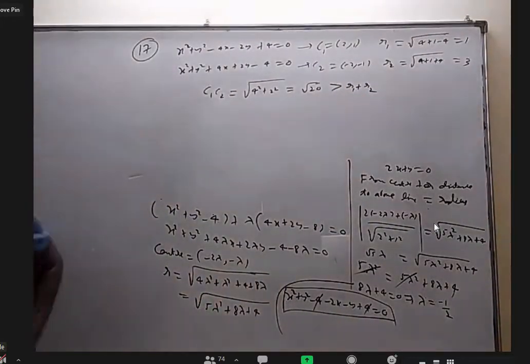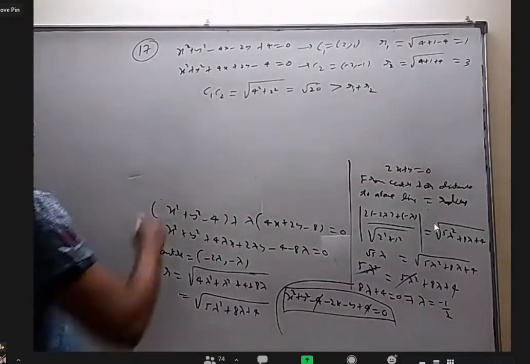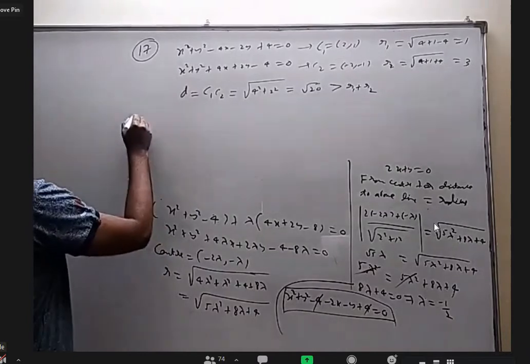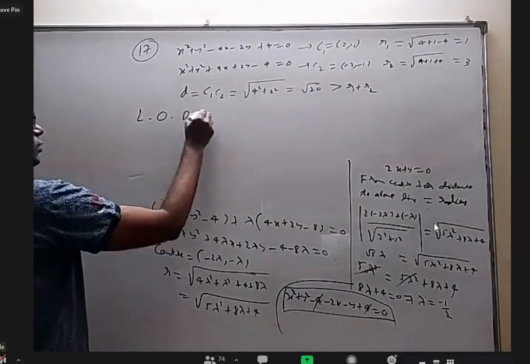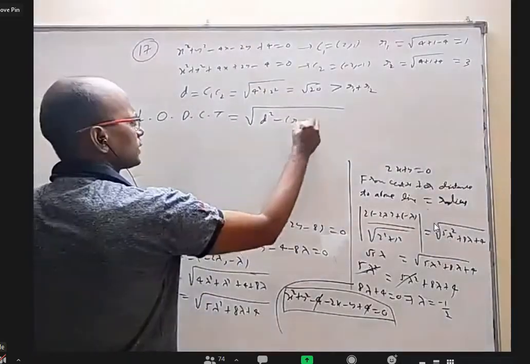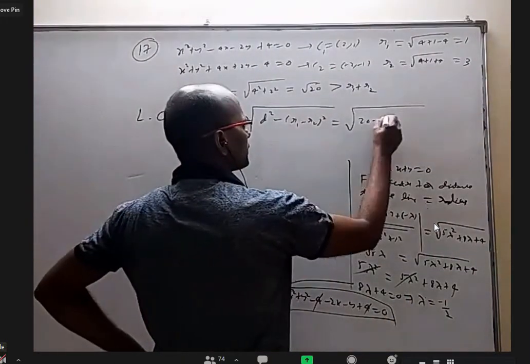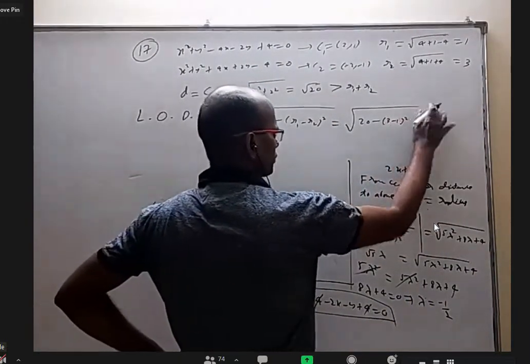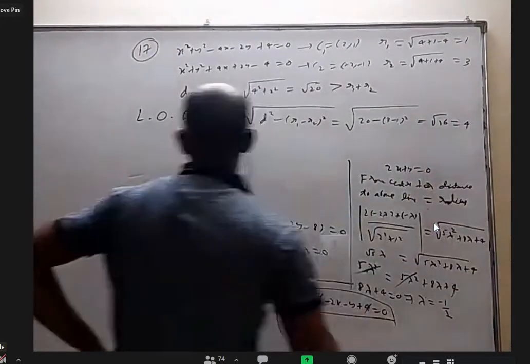That is obviously greater than R1 plus R2. So there is direct common also, transverse also. I think more than one other question, both options are there. So they say d. So we have length of direct common tangent is root over d square minus r1 minus r2 whole square. That is 20 minus 3 minus 1 whole square, 20 minus 4, 16, so 4.